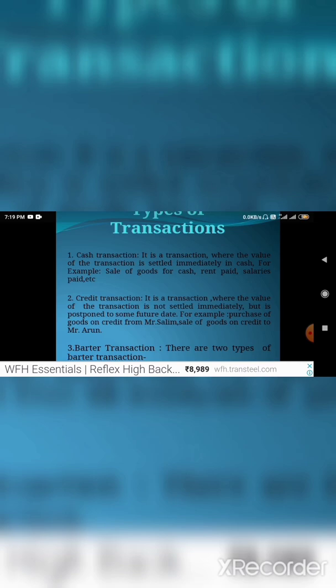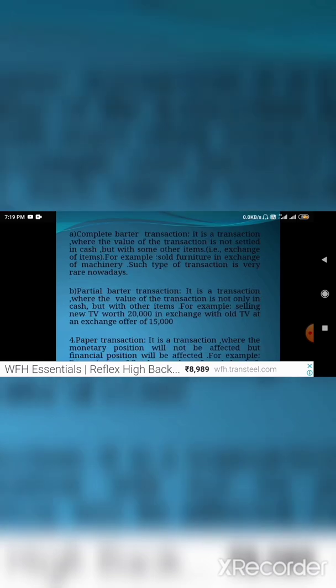There are two types of barter transaction: complete barter transaction and partial barter transaction. Complete barter transaction means it is a transaction where the value of the transaction is not settled in cash but in some other items. For example, exchange of items: sold furniture in exchange for machinery. Such type of transaction is very rare nowadays.